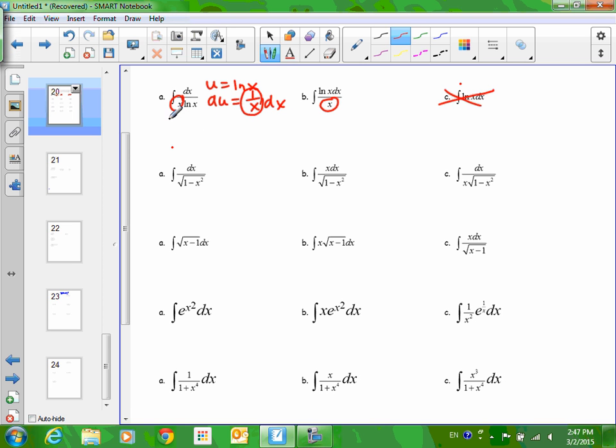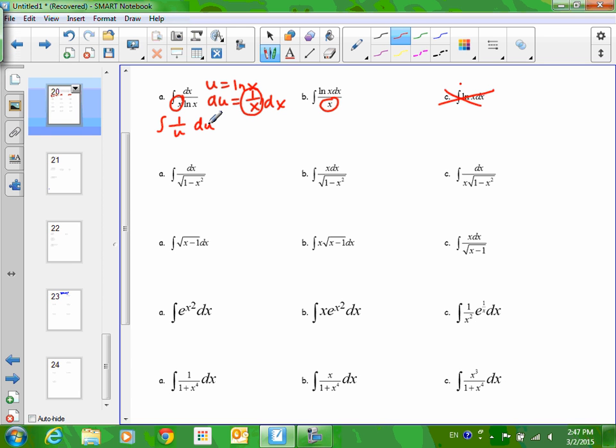So I'm not going to work out these problems completely, but what I do kind of want to show you is, well, what's the difference between A and B? Well, see where the natural log of x is? It's in the denominator, so that's where u should go. It should go in the denominator. And then remember, the dx and the 1 over x gets replaced with du. What is that integral?